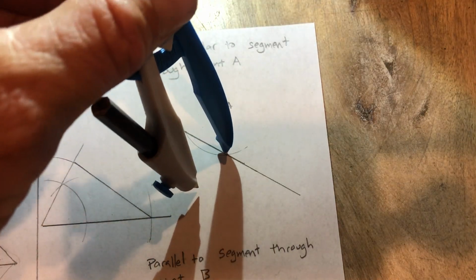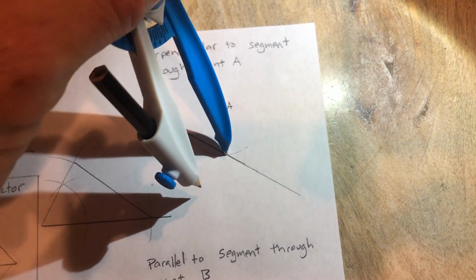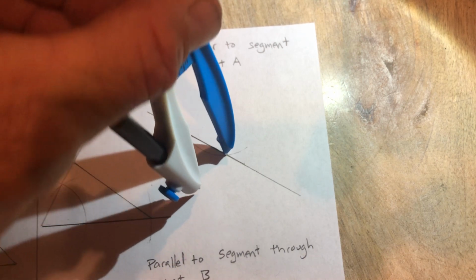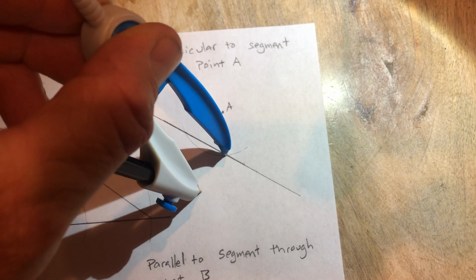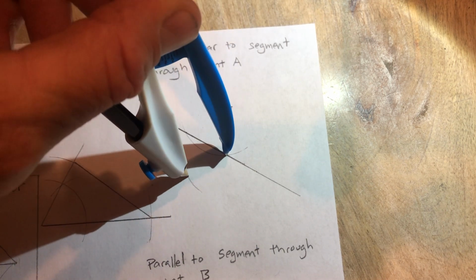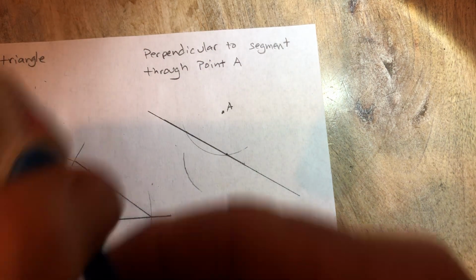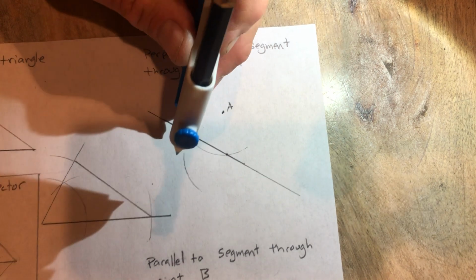So, gosh, the shadows are so bad. I apologize. Let me try to move that light over there. Okay, so I'm going to make sure it's more than halfway. Yep. So I'm going to put marks out here. Okay. And then from the other side here.